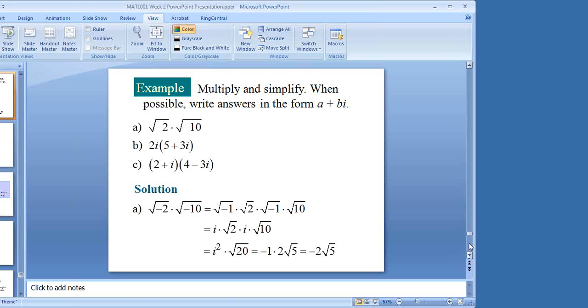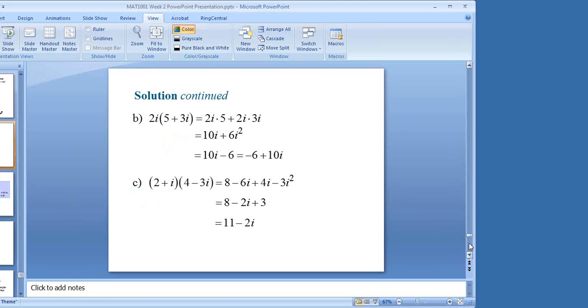All right, now 20 is 4 times 5, right? We can take the square root of 4. The square root of 4 is 2, so we can pull that out. The 5 stays in, and that's how we ended up with negative 2 times square root of 5. All right, so example B, how would you work with that? Well, I would just distribute 2i to each term and then simplify.